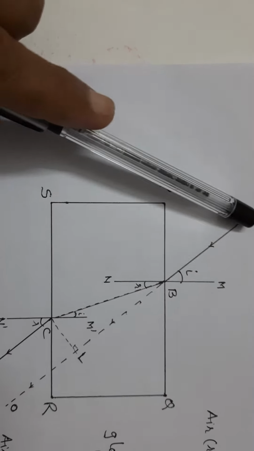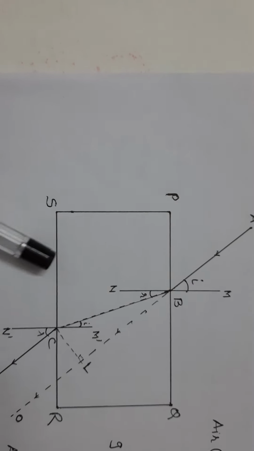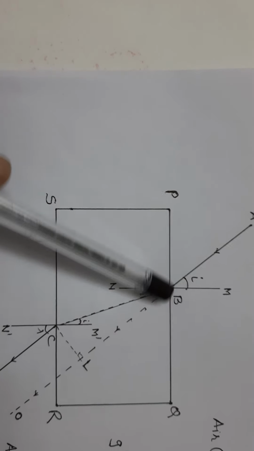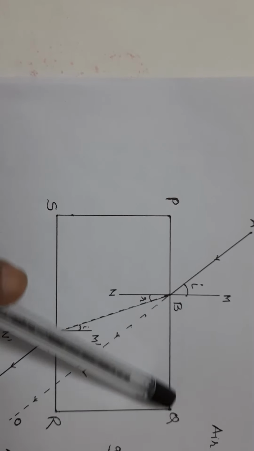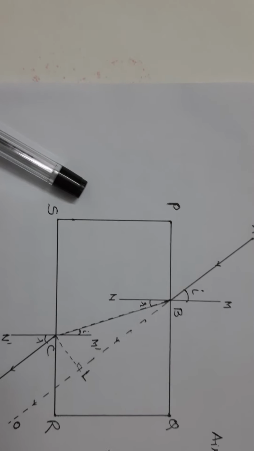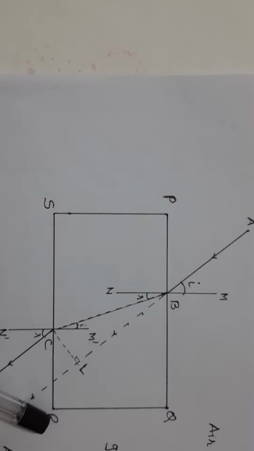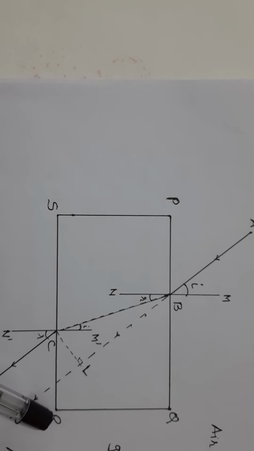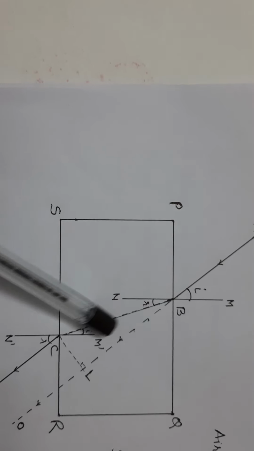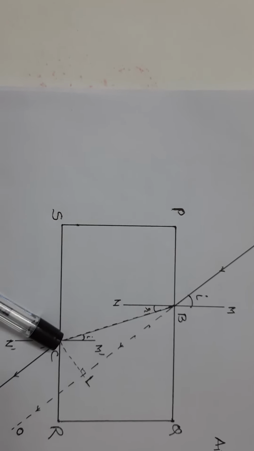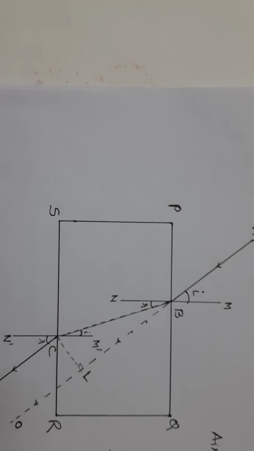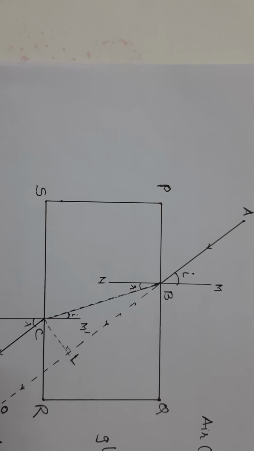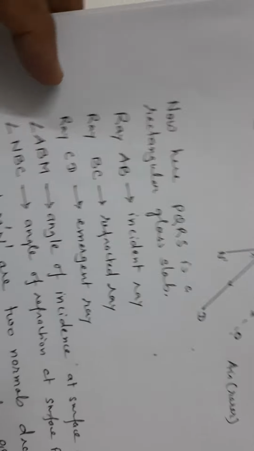Here again, angle ABM is known as angle of incidence, and angle NBC is angle of refraction, with respect to PQ, the surface separating two media. Again, when we talk about SR, the surface separating two media, then with respect to SR, this BC will be considered as incident ray and CD will be considered as refracted ray. Do remember that.